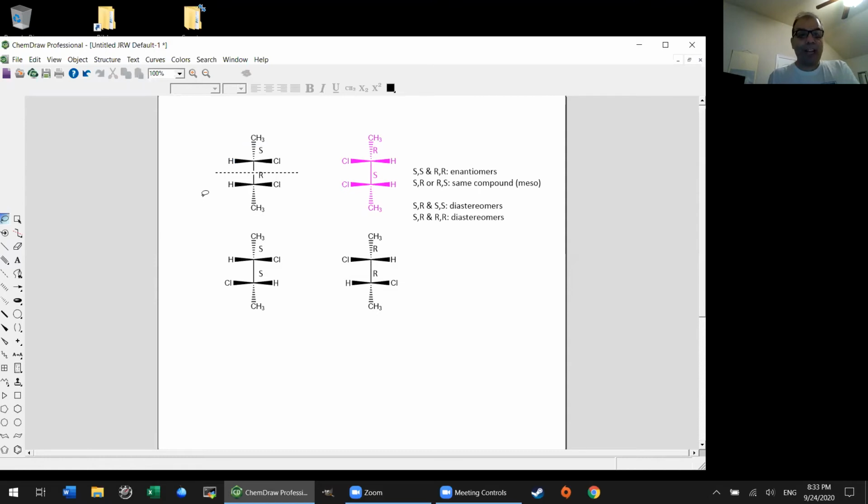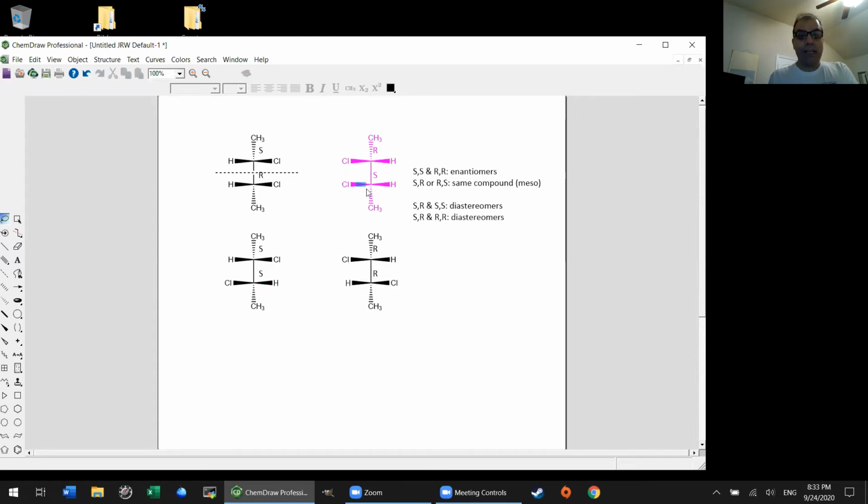And the way you tell if it's a mesocompound or not is if you can draw a plane of symmetry down the middle such that one chiral carbon is exactly reflected into the other. I think you can see how both of these carbons are mirror images of one another. And indeed, you can see the same thing on our pink structure over here. That is not the case with these molecules. These molecules are not mesocompounds. They're an enantiomeric pair.